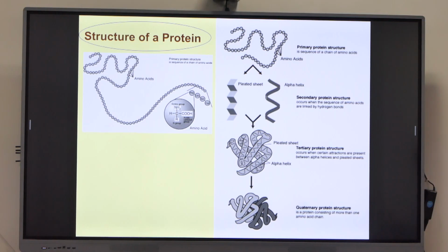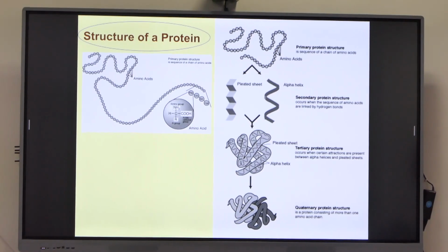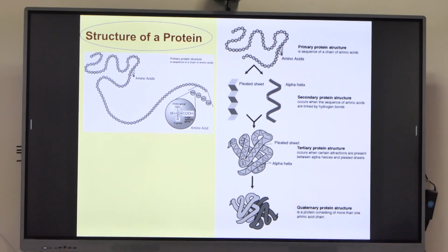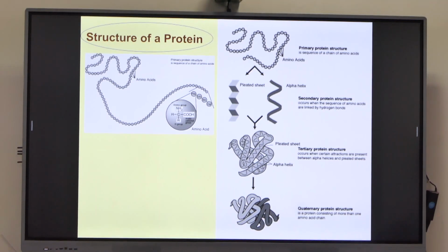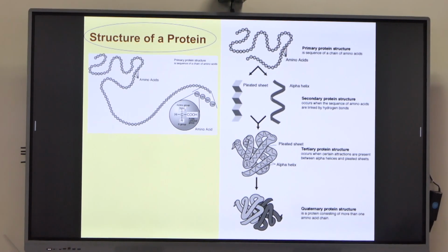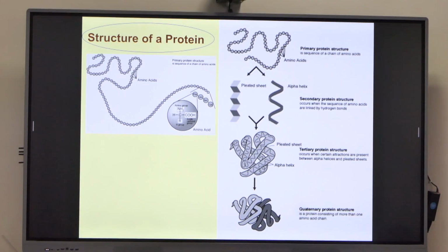Some protein is having four subunits, all of the same type, that will be called homotetramer. All subunits are same and joined together. So four subunits are there, homotetramer, two subunits are there, homodimer. Fine.